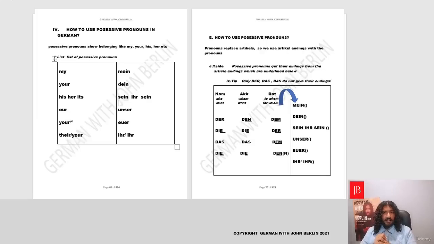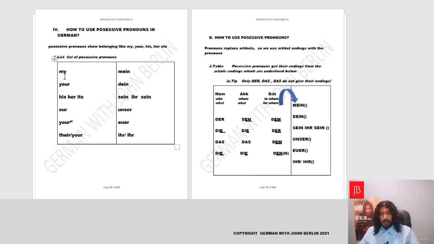Previously in the lessons we have already covered the first two grammar tables, that is personal pronouns and the articles, and then we went on to understand the verbs and how to use them. Now we'll be coming to the third most important grammar table, as I mentioned, the possessive pronouns. What are possessive pronouns? Let's find out.